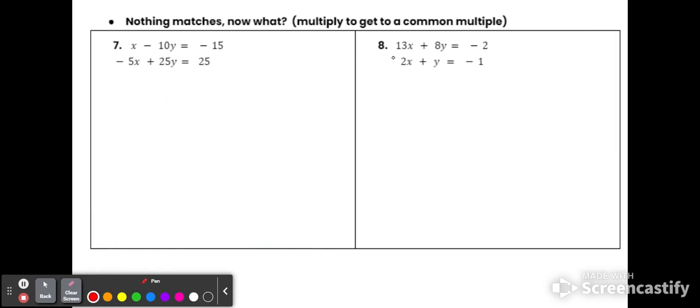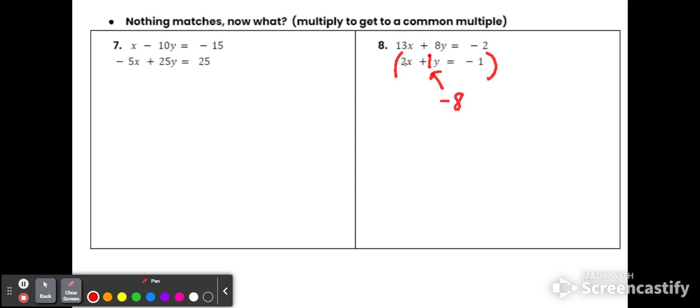All right, let's go over here. We have a 13 and a 2, an 8 and a 1. Well, we can either make them both 26 for my 13 and 2, or 1 and 8. I could make this one become an 8. Because I'm familiar with 8s, I'm going to choose 8. So I need to make it so that this will become a negative 8, right? This one's positive, so we want opposites. So I need to multiply this entire expression by negative 8.